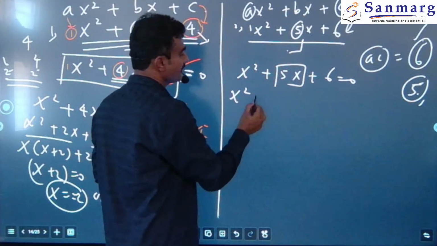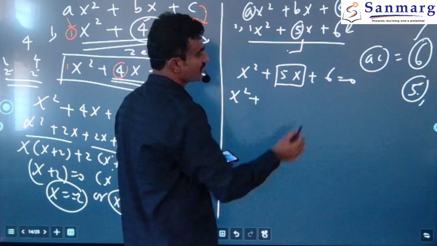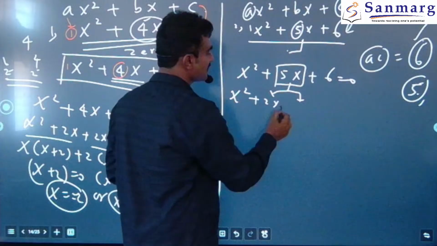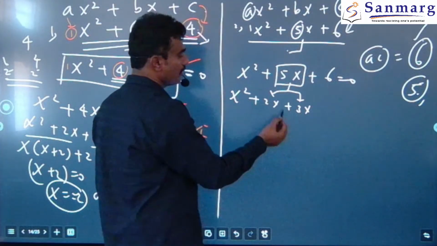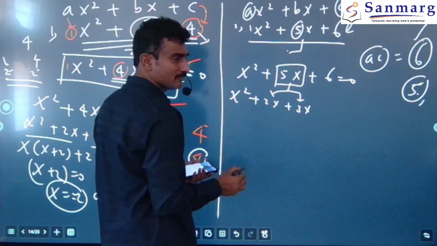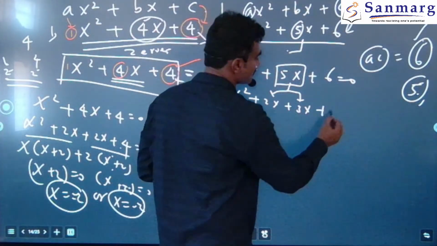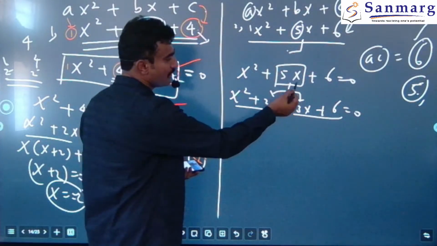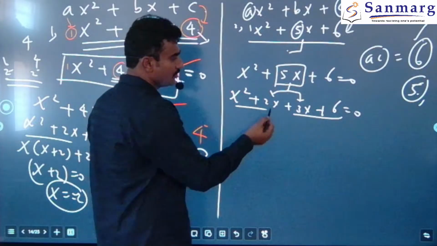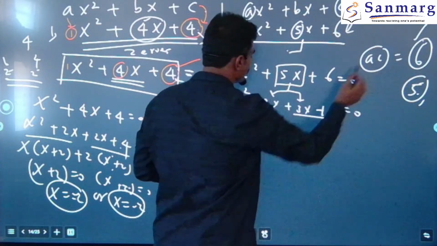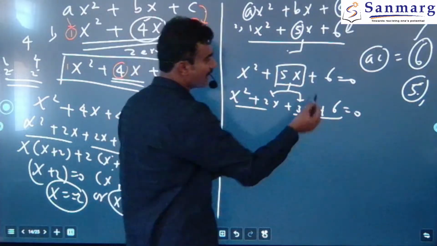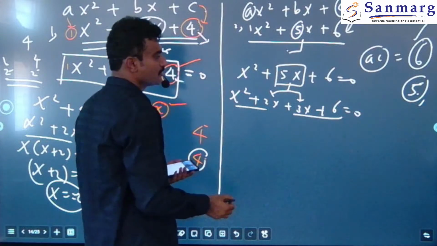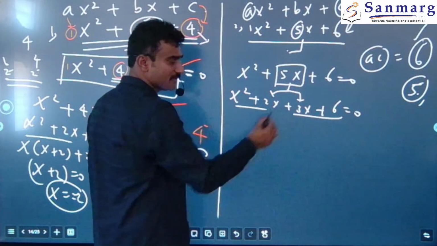So what we can write is x square plus 5x plus 6 equal to 0. We can split the middle term as 2x plus 3x. Because if we add 2 and 3, the answer will be 5. If we multiply 2 and 3, the answer will be 6. Therefore, we have split the middle term 5x as 2x and 3x. Because the condition is, if we multiply, the answer should be 6, that is 2 3s are 6. And if we add, the answer should be 5, that is 2 plus 3 is 5. So x square plus 2x plus 3x plus 6 equal to 0.